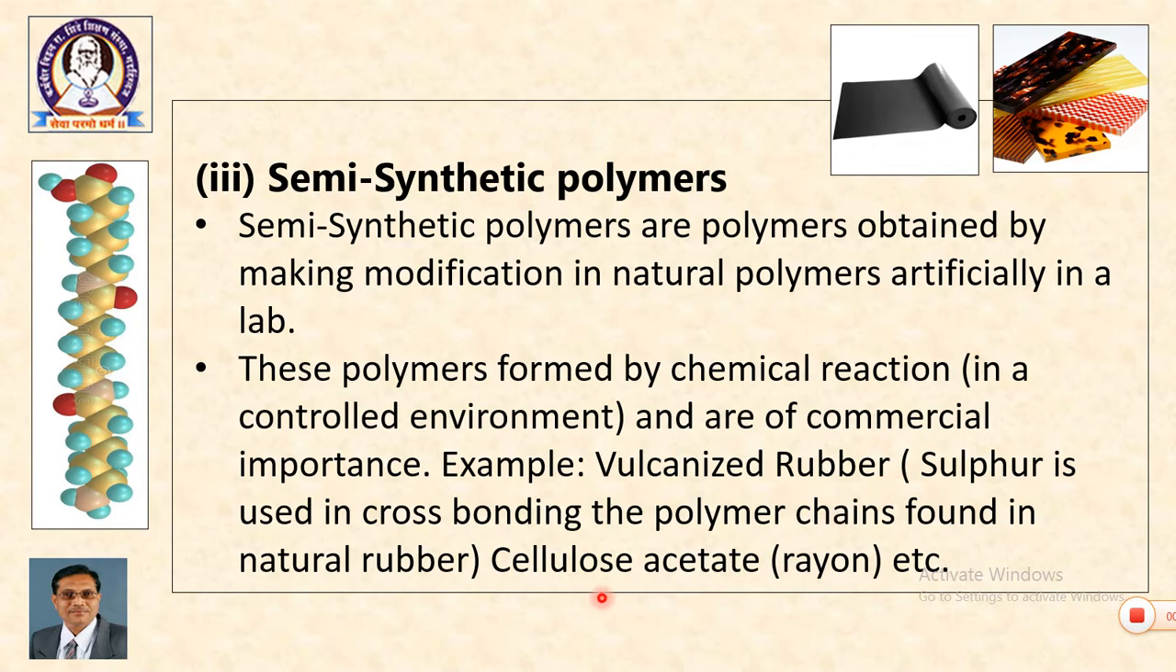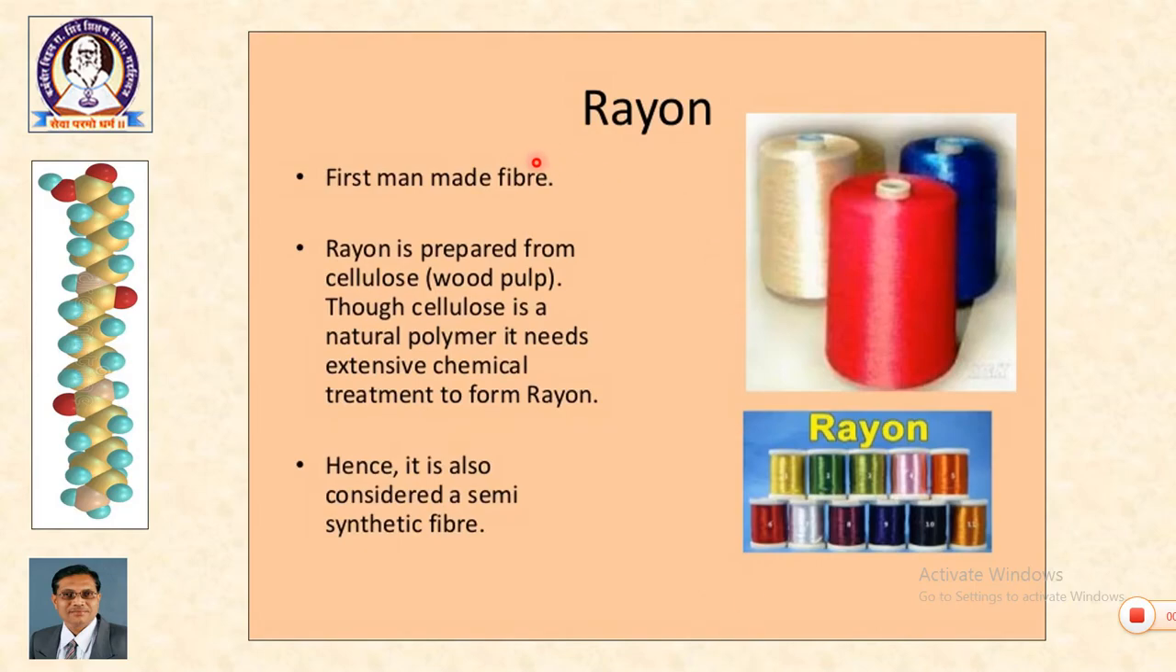Cellulose acetate is also modified in the same fashion. So, we start from cellulose and convert it into cellulose acetate. So, this is rayon. Rayon is a man-made fiber. Rayon is prepared from cellulose and it is chemically processed. So, it is considered a semi-synthetic fiber.